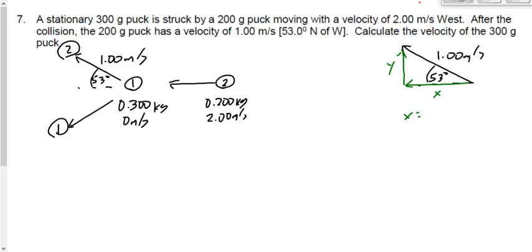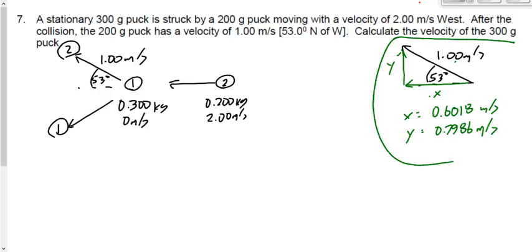Right, cosine 53 is equal to x over 1. X works out to be 0.6018. And the y component, that's the opposite side of the triangle. So we're going to say sine 53 is y over 1. Y ends up being 0.7986 meters per second. So block that off to keep it separate.